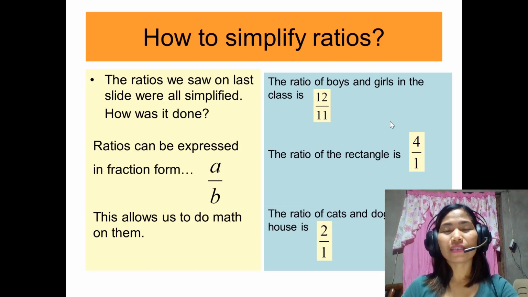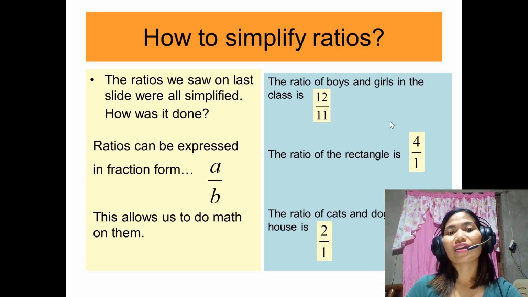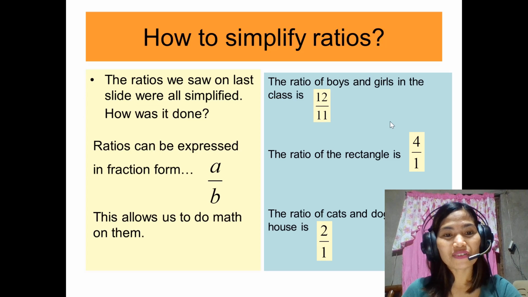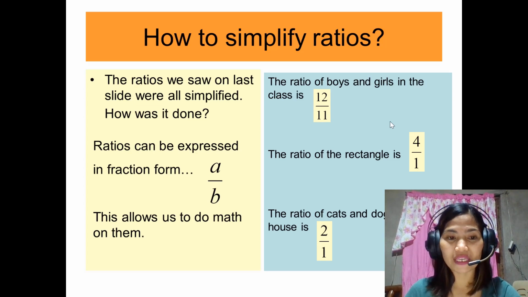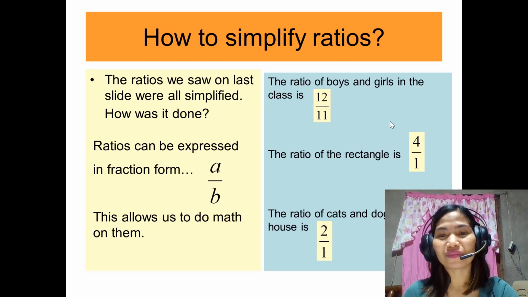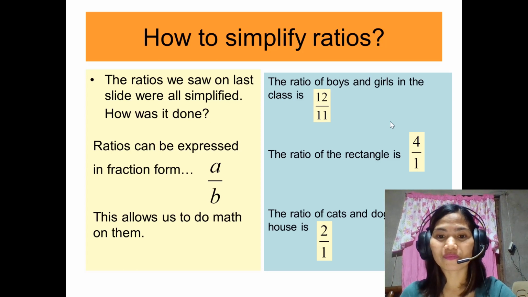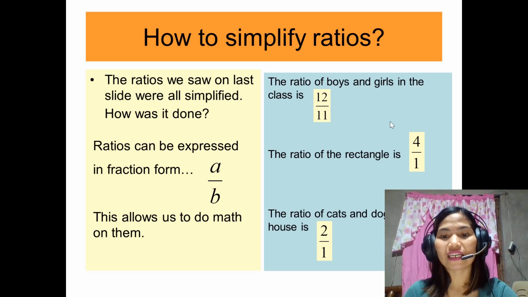So how do we simplify ratios? The ratios we saw on the last slide were all simplified. How was it done? Ratios can be expressed in fraction form, A over B. This allows us to do math on them. Example, the ratio of boys and girls in the class is 12 over 11. The ratio of the rectangle is 4 over 1. And the ratio of cats and dogs in my house is 2 over 1.